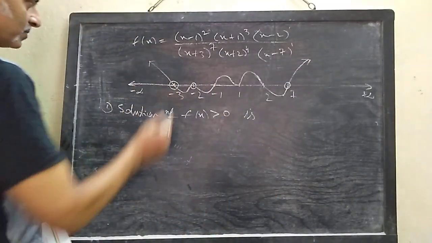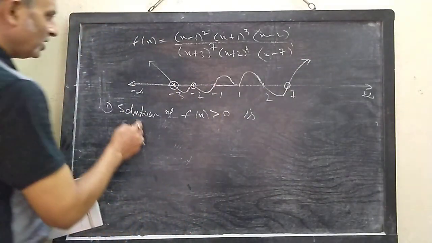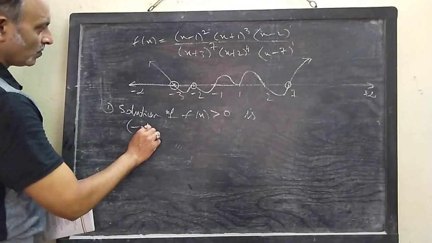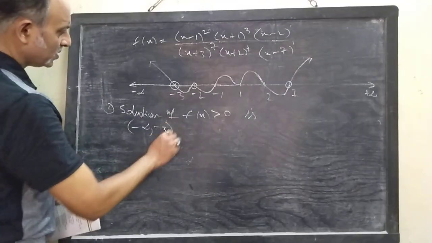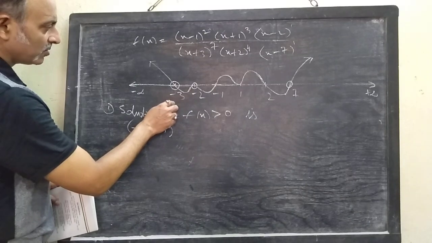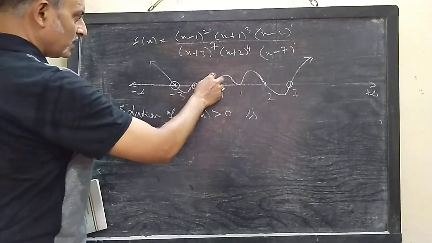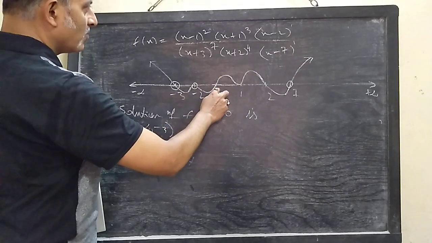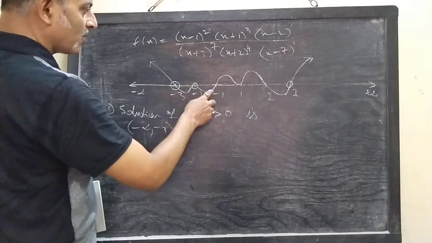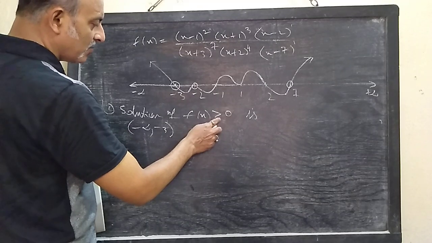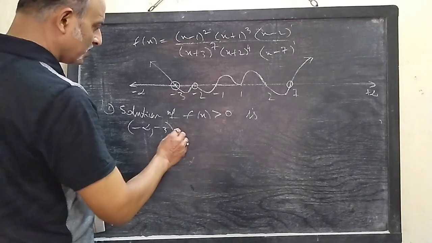So start from the left side. Solution will be minus infinity to minus 3 open. Minus 3 can't be included in the solution because for x equals minus 3, f(x) becomes undefined. Then it goes upward from here. Minus 1 cannot be within the solution because the inequality is greater than 0, so it can't vanish.